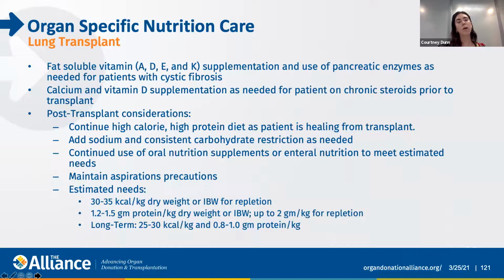Then with CF as well, we want to make sure that the patients have fat-soluble vitamins on board, as they're at risk for a fat-soluble vitamin deficiency, and any use of pancreatic enzymes. The pancreatic enzymes will be continued to be used after transplant as well. Some of the vitamin supplementation, mainly the fat-soluble, could interact with some of the immunosuppression after transplant. So for patients with lung transplant and CF, we might hold the fat-soluble vitamins for a period of time, maintain them on a vitamin B/C complex, and then monitor those vitamin levels and replete as needed.